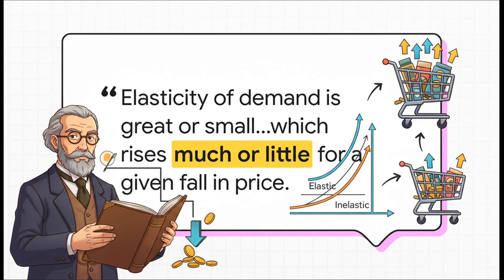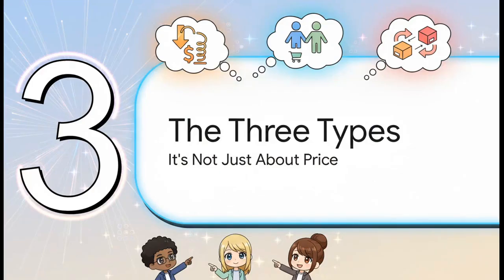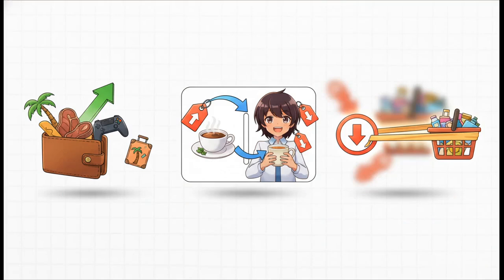That's what we're measuring. Now here's where it gets really interesting. This whole idea of stretchiness isn't just about price. Nope, there are actually three main ways that economists measure the elasticity of demand. So we've got income elasticity, cross elasticity, and the one we'll be spending the most time on, price elasticity. But before we get to the main event, let's just quickly get our heads around the first two.